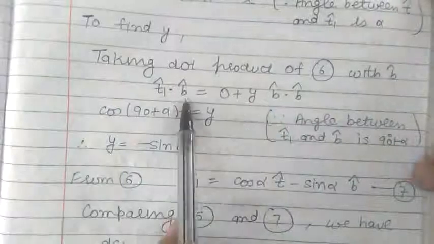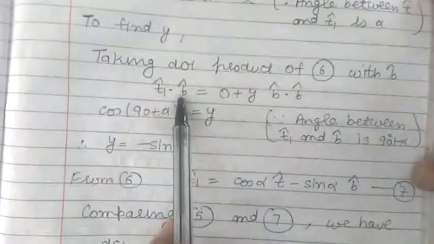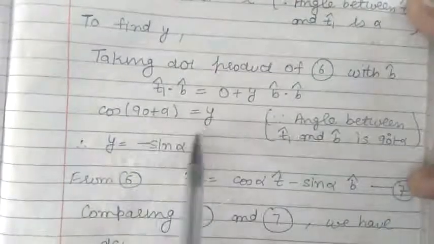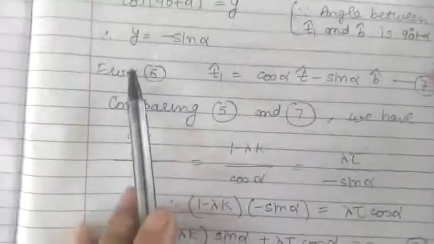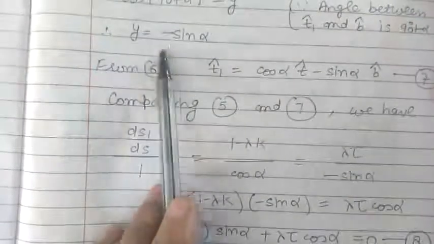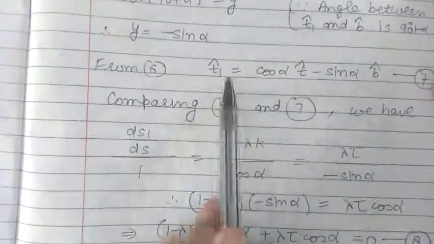Now what is T1 cap dot B cap? The angle between these two vectors is 90 plus alpha. So cos(90 plus alpha) is equal to y. So from here y is equal to minus sin alpha. Substituting the values of x and y in equation 6, we get the value of the vector T1 cap.